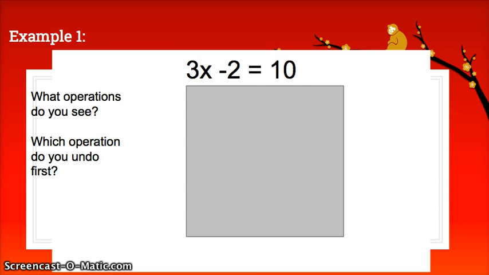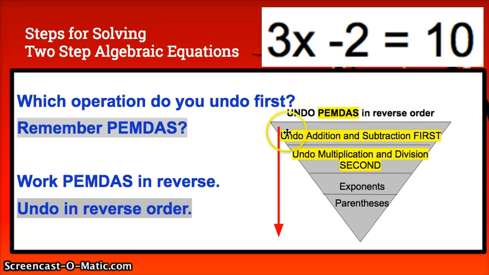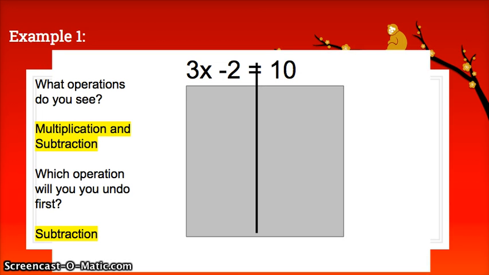So here's our first equation. We've already discussed this, but you are going to fill this in here. What operations do you see? Well, if we look at this equation, this is the same one that we were just talking about. 3x means 3 times x. So we see multiplication and we see subtraction. Now remember, we're going to work PEMDAS in reverse order, right? So that means if I have multiplication and subtraction, I'm going to undo the subtraction first. Please make sure you're writing this down on your notes. You see multiplication and subtraction, you're going to undo subtraction first.